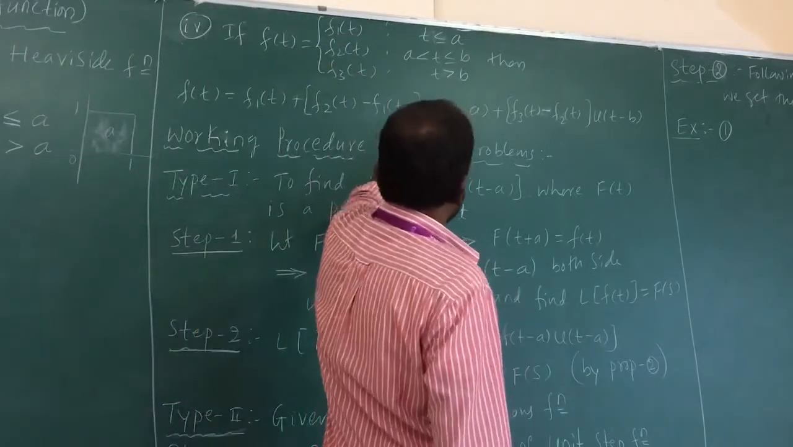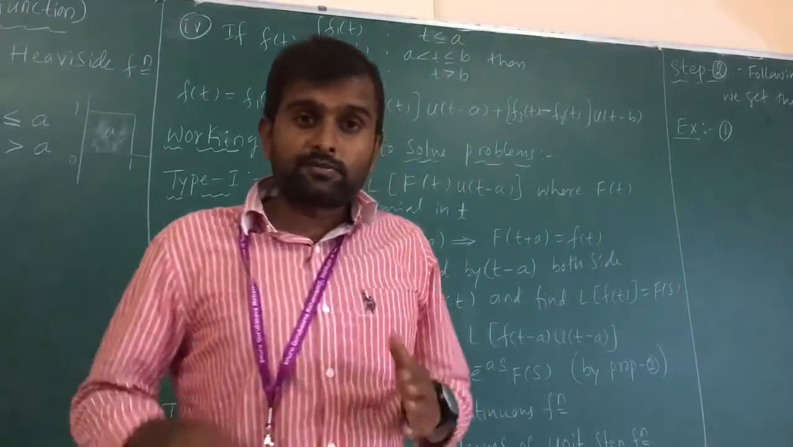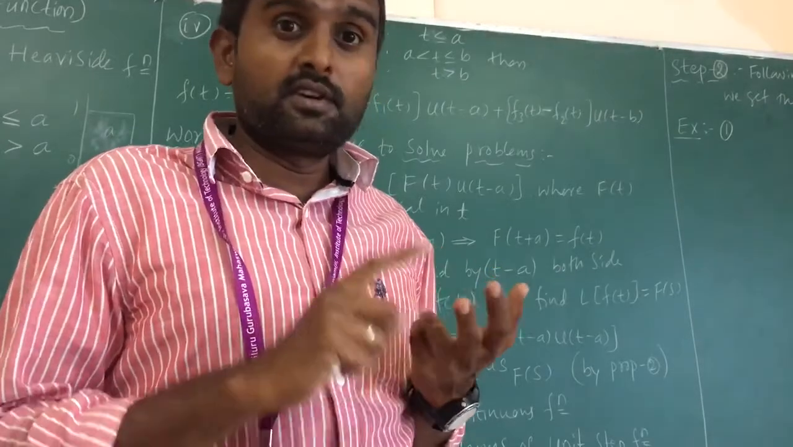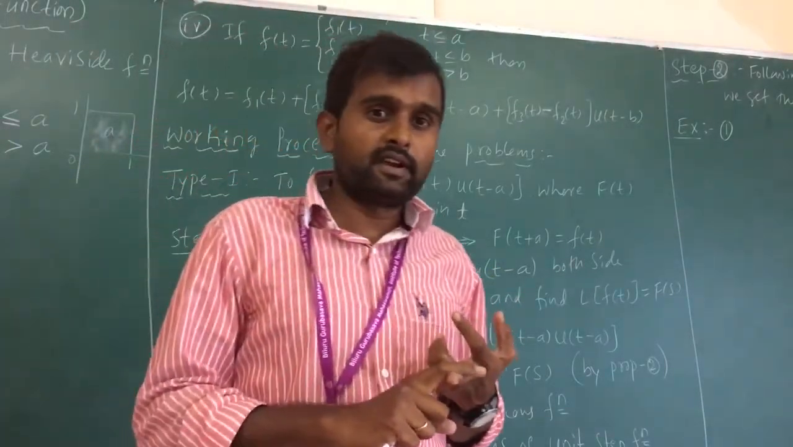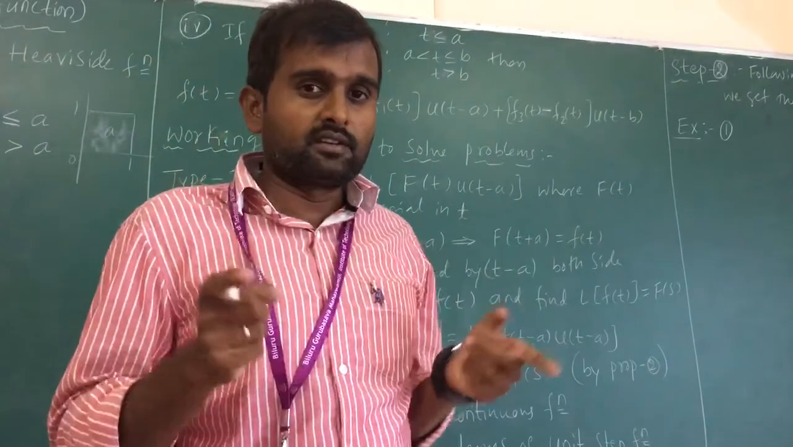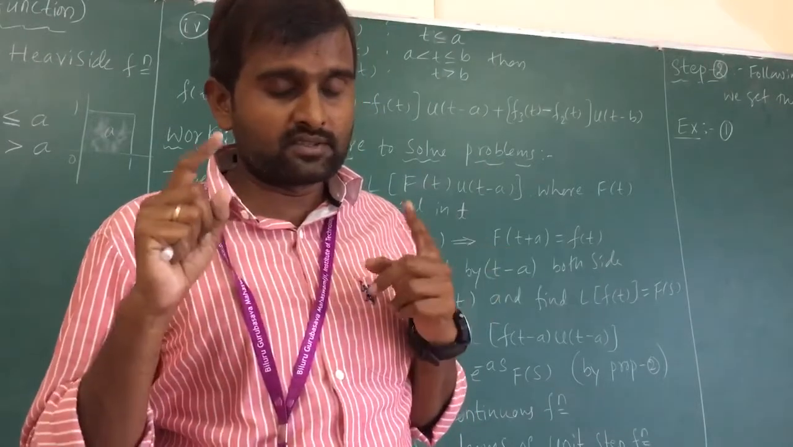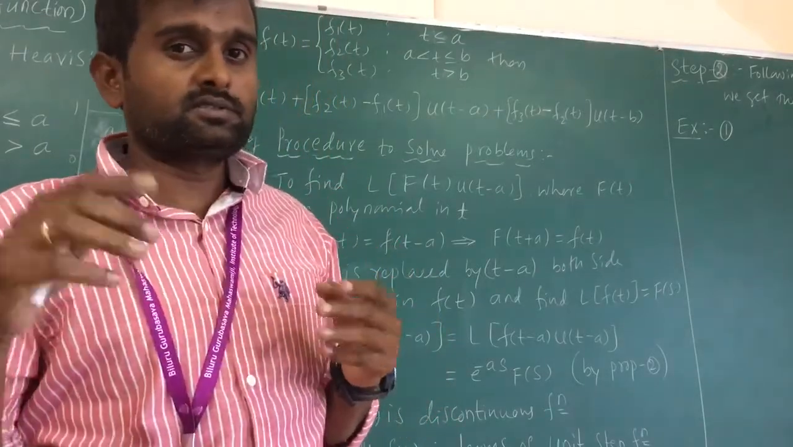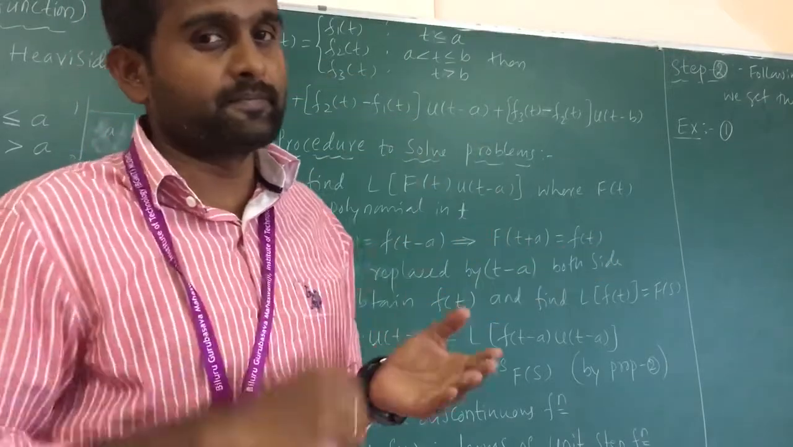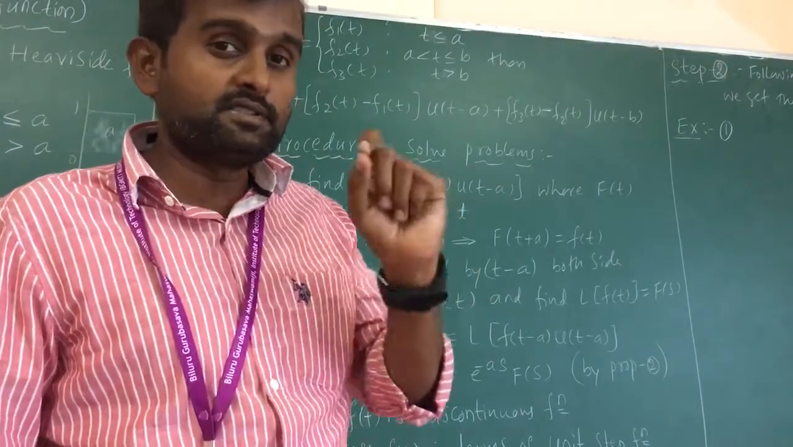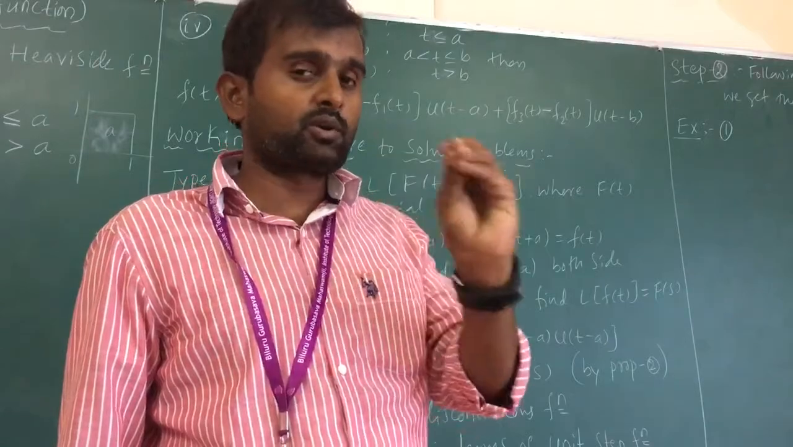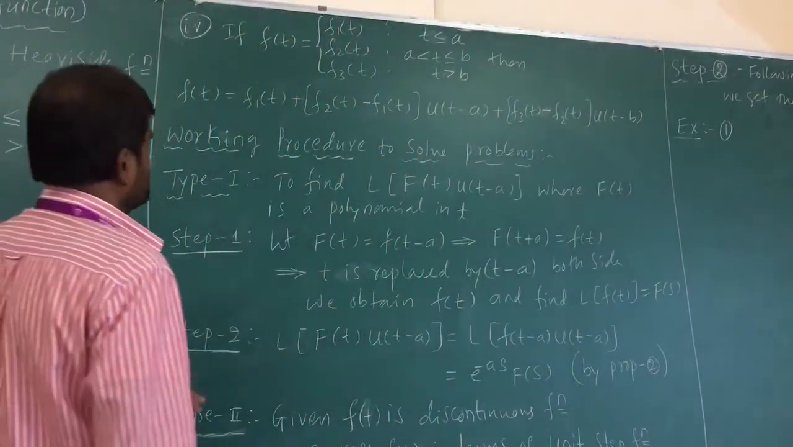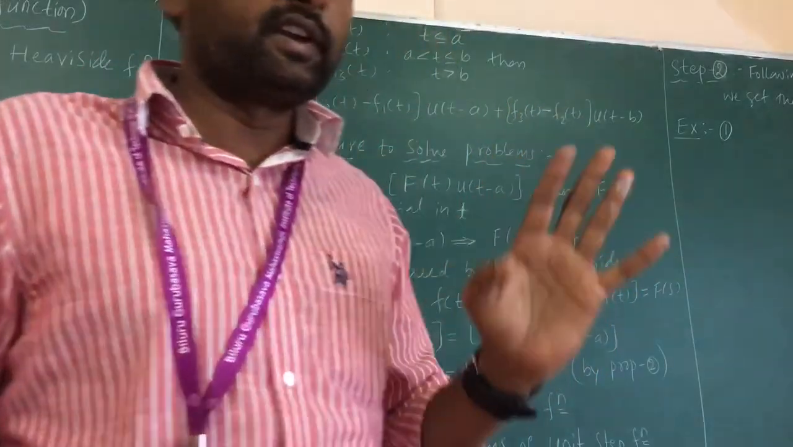So this is one unit step function and another unit step function. In case 4, f1 of t plus f2 of t minus f1 of t into u of t minus a, plus f3 of t minus f2 of t into u of t minus b, plus f4 minus f3 into u of t minus c, if you have another interval. These a, b, c are any constant numbers, matching the intervals given. Clear? These are the properties. You should remember these four properties, then it is easy.